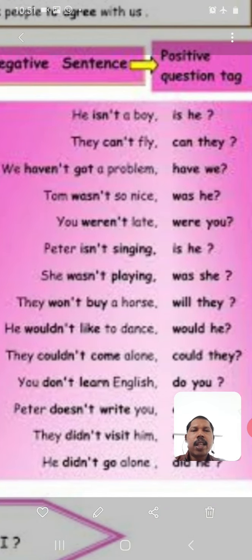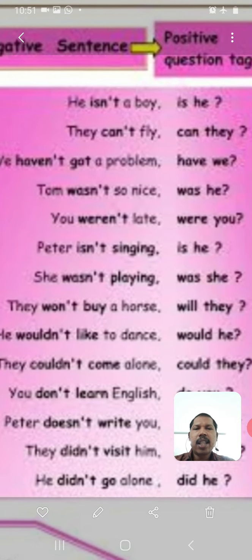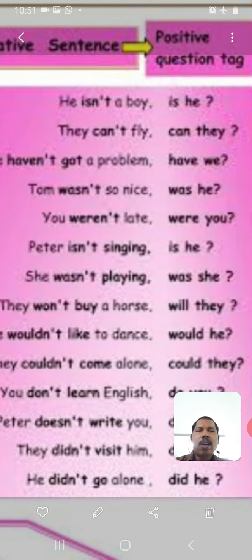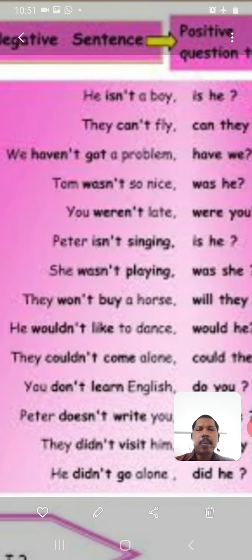So likewise here, the negative sentence takes a positive tag. He isn't a boy, is he? They can't fly, can they? We haven't got a problem, have we?